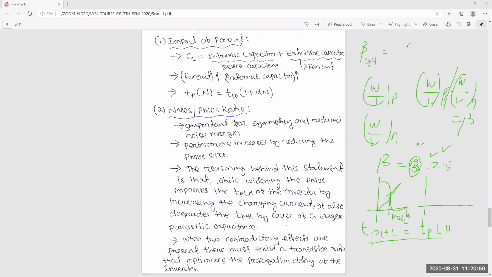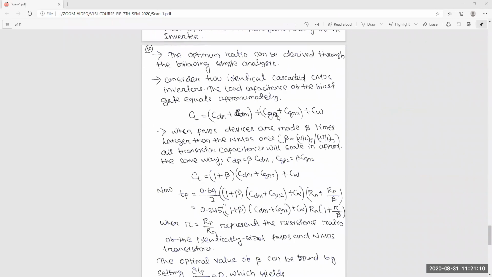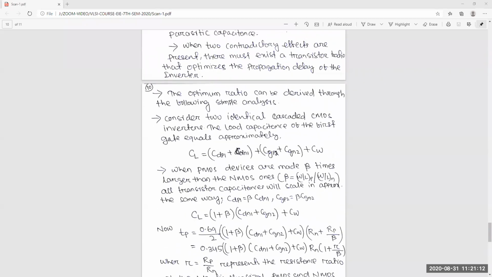Your Tp will be very, very less. Okay. So some mathematics is there, and I have mentioned that thing here. So if you use some beta value, this is your CL.